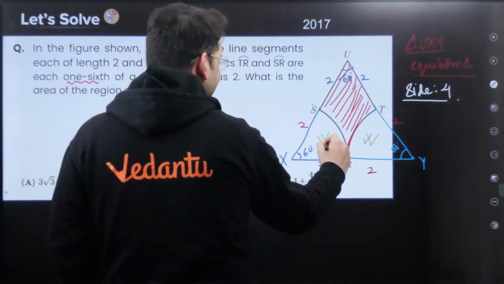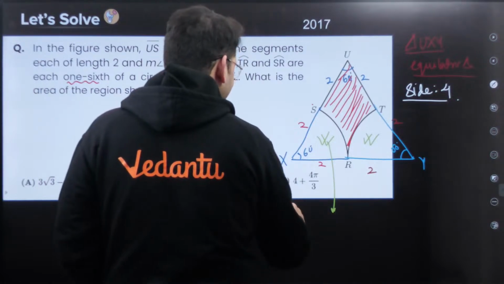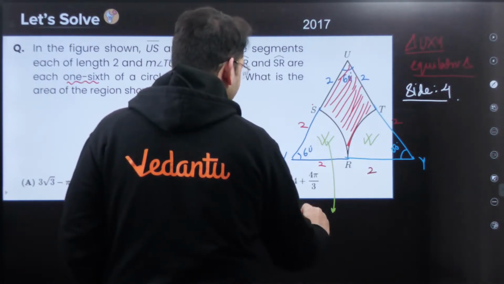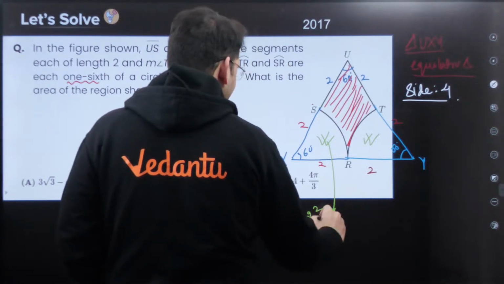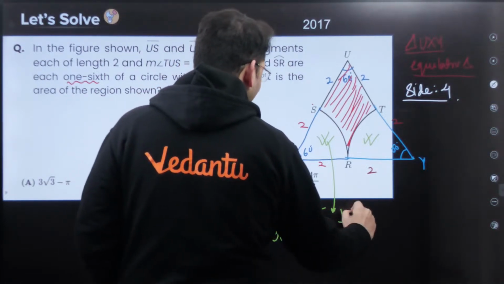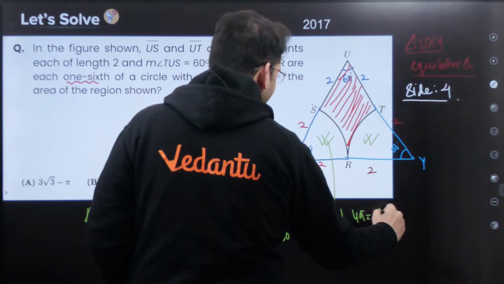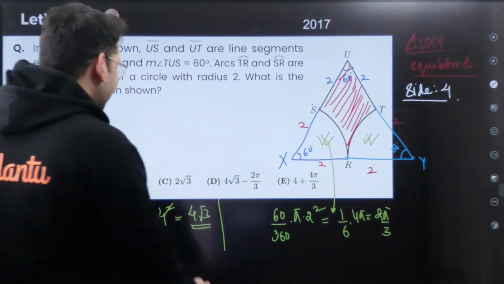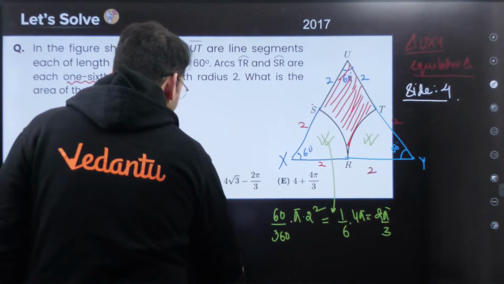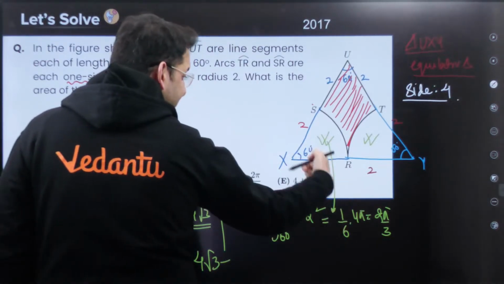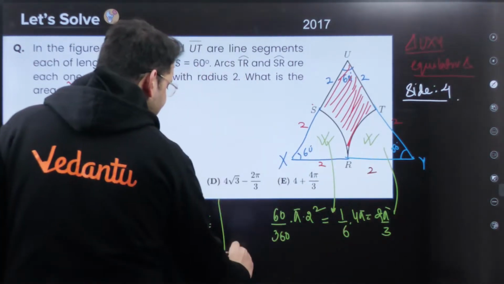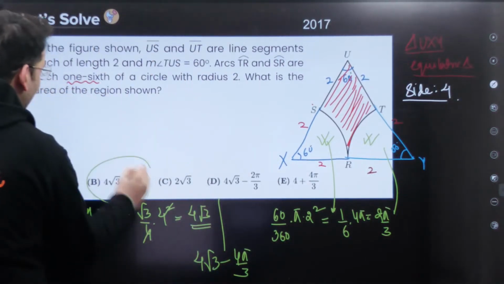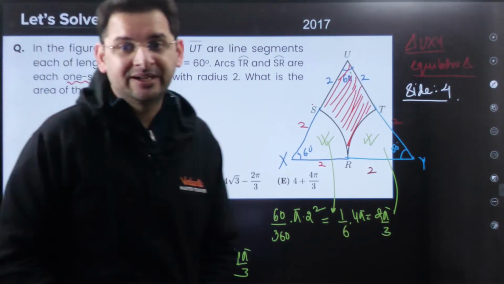What is the area of this sector? 60 upon 360 into pi r square. So 1 by 6 into 4 pi, that is 2 pi by 3. So what will the answer be? 4√3 minus 2 into 2 pi by 3, because this is 2 pi by 3 and this is also 2 pi by 3. So it is going to be 4 pi by 3. So 4√3 minus 4 pi by 3, that is option B.